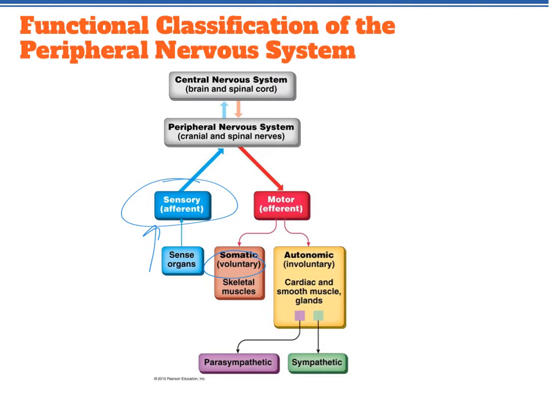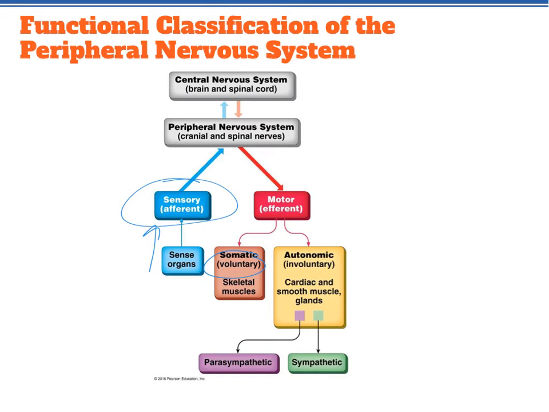But then there's also an autonomic portion of our motor peripheral nervous system, and that's involuntary. Those are the cardiac and smooth muscles and glands of our body. Those are all involuntary. So if our body receives a message, it's through the sensory portion of our peripheral nervous system. The message is sent to the central nervous system where it's interpreted, and then it goes back through the motor part of our peripheral nervous system where the message is delivered.